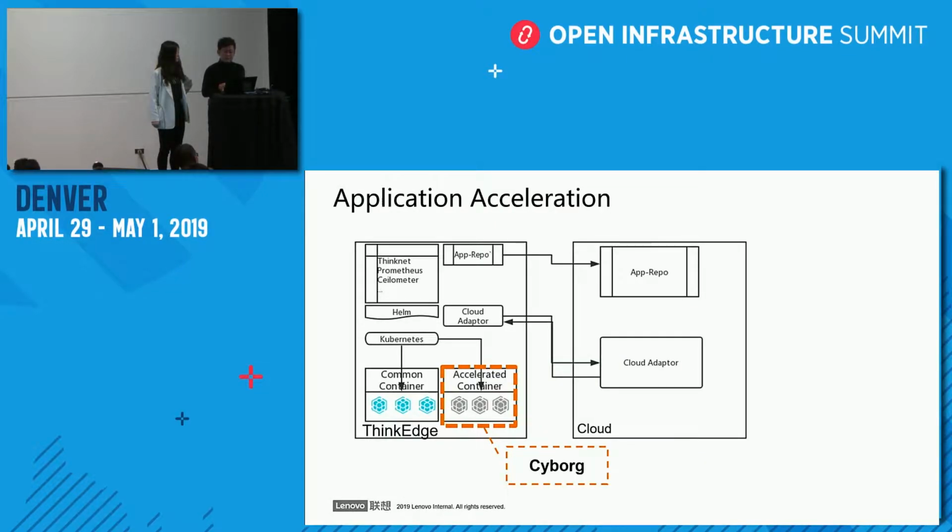The second feature is application acceleration. The ThinkEdge platform can accelerate the AI applications. Currently, it supports GPU and so on. On the container aspect, DPI is currently used for designated resource extension. In the future, we plan to use a Cyborg project to unify heterogeneous acceleration hardware for the platform.